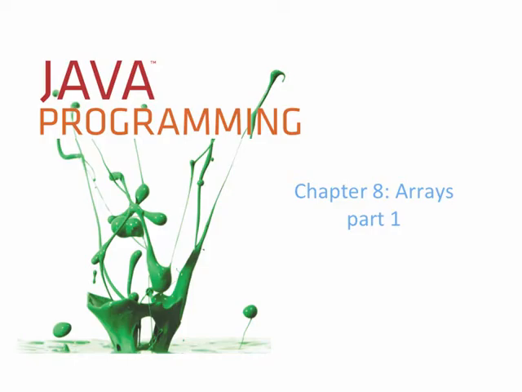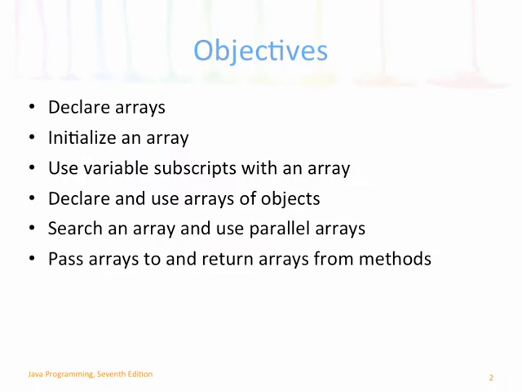Chapter 8, Arrays, Part 1. Our objectives for this chapter are to learn how to declare arrays and describe what they are, to learn how to initialize an array, to use variable subscripts within an array, and also, in addition to the word subscript, we also use the word index. Index and subscript mean the same thing in this context.